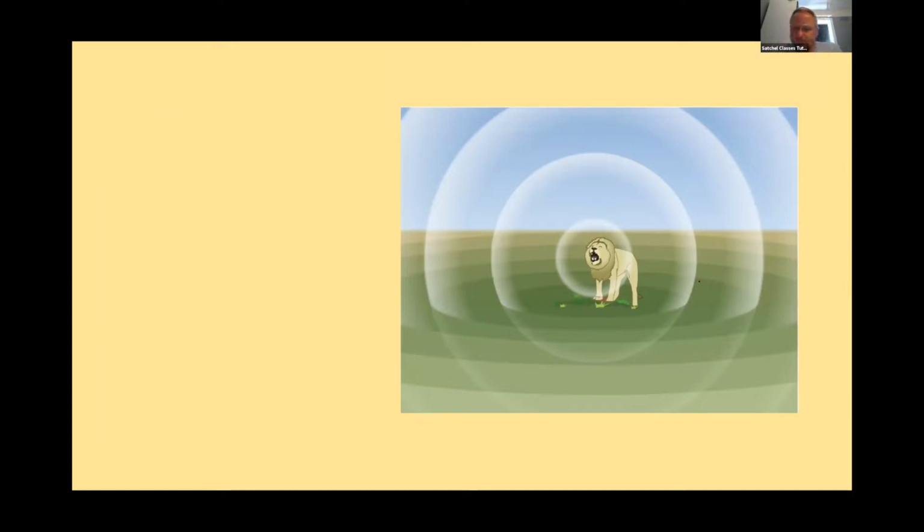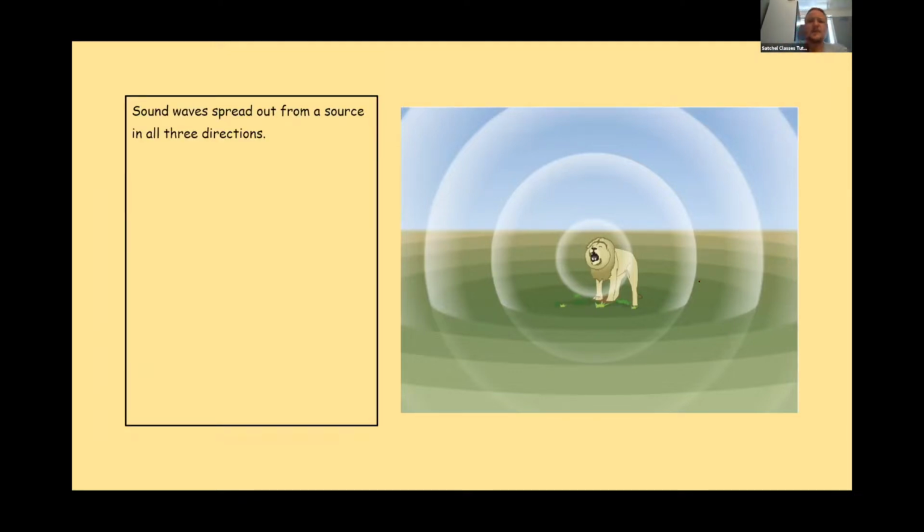So, picture here, sound waves spread out from a source in all three directions. They don't just spread in a straight line from you to whatever you're talking to. As you're speaking to your friends, or as I'm speaking to the screen in front of me now, sound waves also spread out from my voice, or from my vocal cords, in all directions around me.